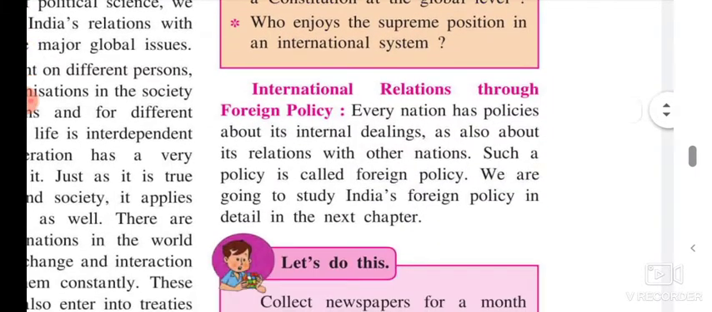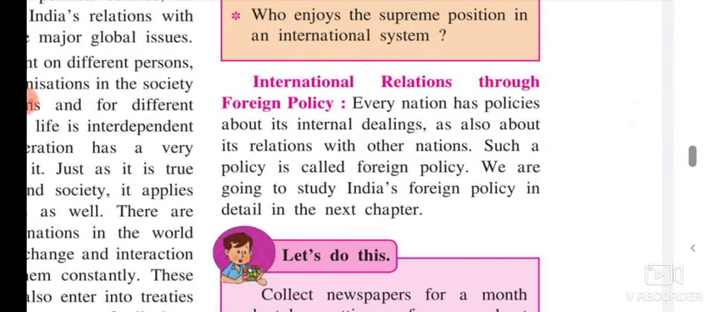Let's get into our next topic. International relations through foreign policy. Every nation has policies about its internal dealings, as also about its relation with other nations. Such a policy is called foreign policy. We are going to study India's foreign policy in detail in the next chapter.